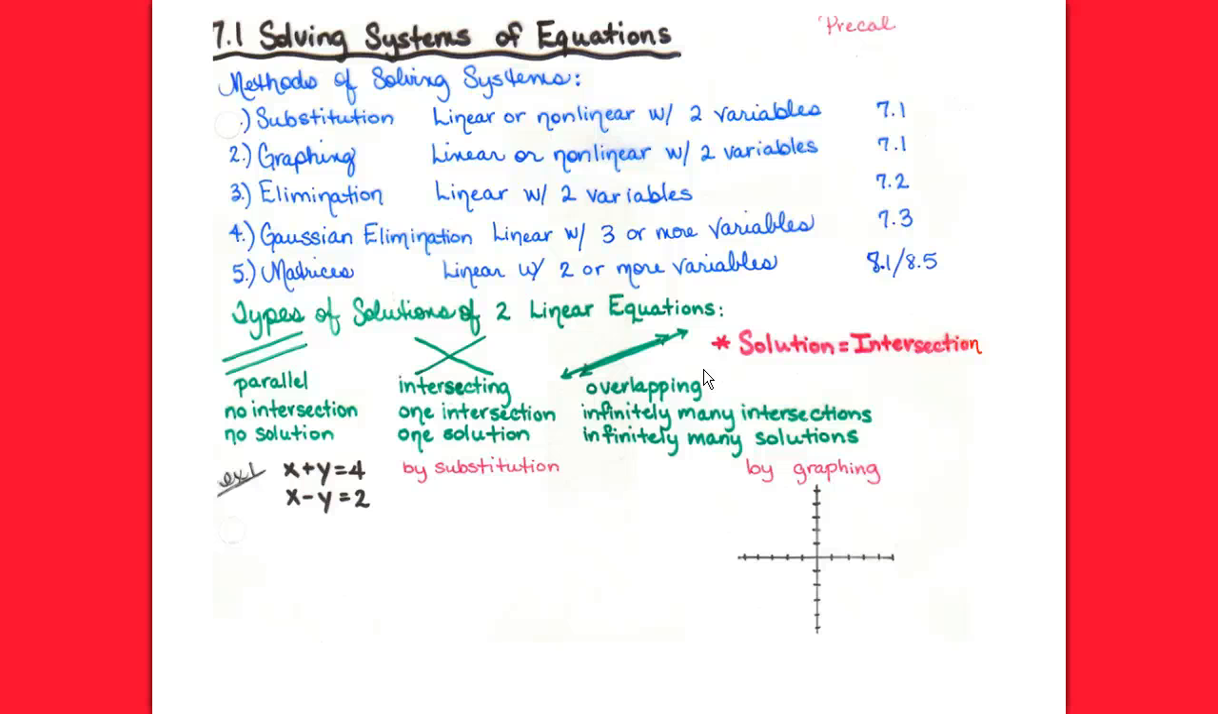Okay, so let's look at example 1. Example 1, we have two linear equations, and we said today that we wanted to solve by both substitution and graphing. So let's take example number 1, a system of two linear equations with two unknowns, and let's solve it by substitution and by graphing. All right, let's start with substitution.